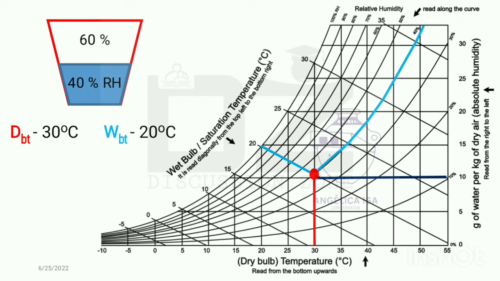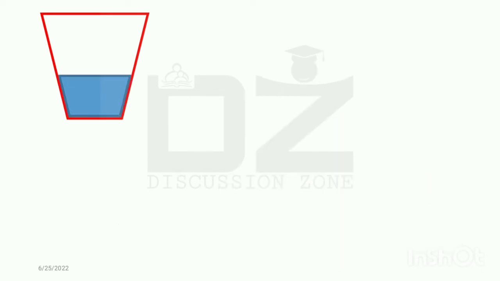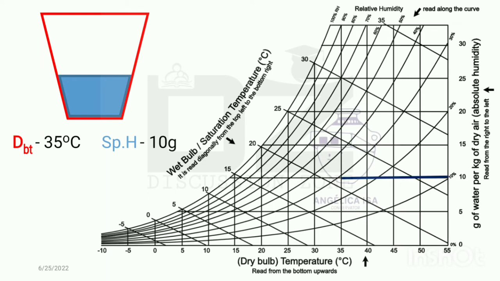But I don't want to modify the specific humidity. At the same time, I need to adjust the relative humidity. Let's have a look at how to accomplish this. Here is the first case. As I stated, I don't want to change the specific humidity of 10 gram. I have plotted 10 gram of specific humidity and 35 degrees Celsius as the dry bulb temperature. As a result, the relative humidity is 30%.